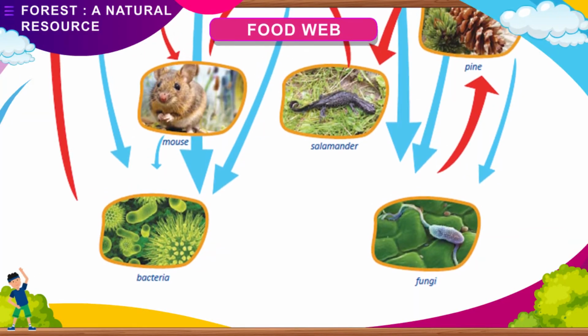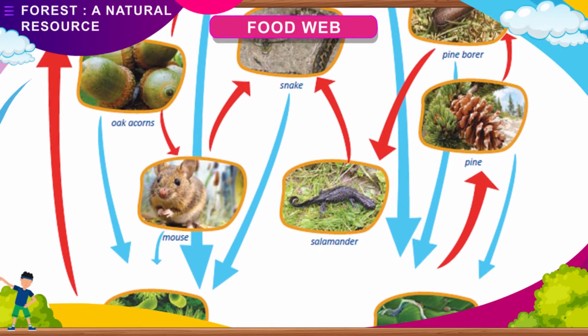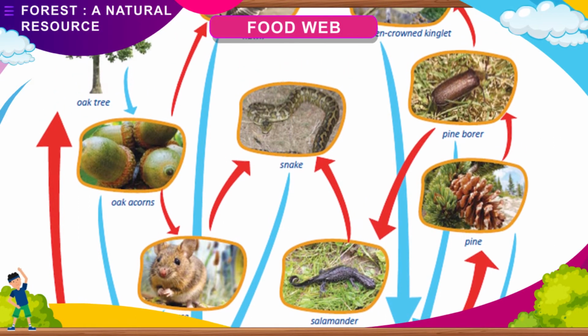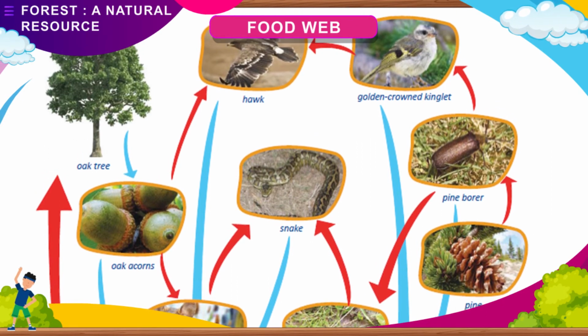Food web. We have several food chains in nature that are connected to each other. All food chains are interlinked. This interconnected network of food chains is called food web.